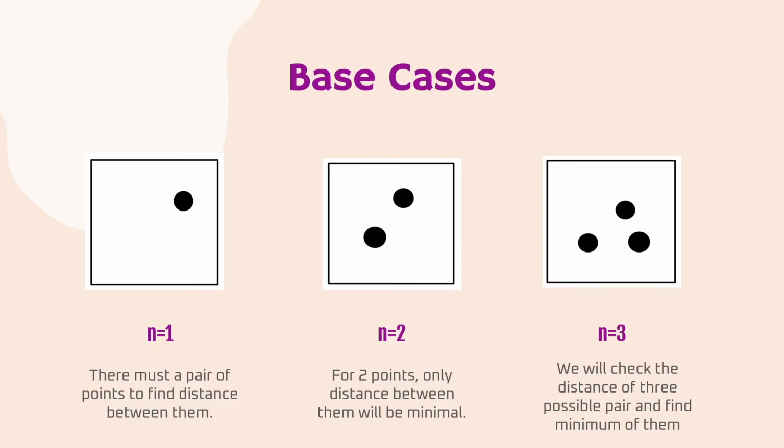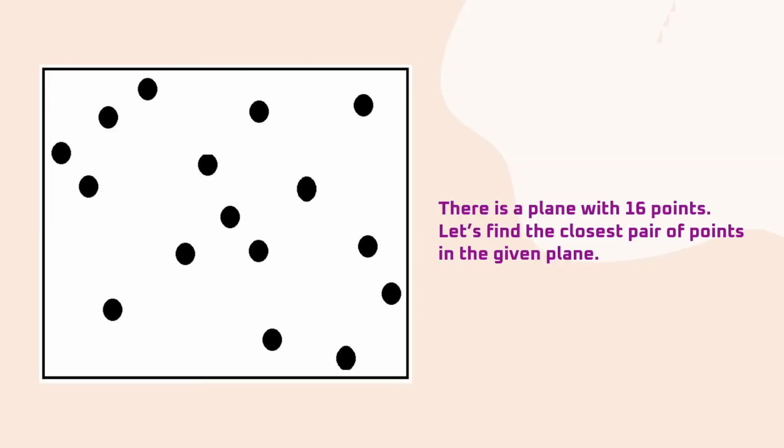First of all, let us look at the base cases. If there is only one point in the plane, then no pair is possible, so no minimum distance will be found. If there are 2 points, then the distance between them will be the minimum distance. And if there are 3 points, then we will calculate the distances pairwise and return the minimum distance. There is a plane with 16 points. Let's find the closest pair of points in the given plane.